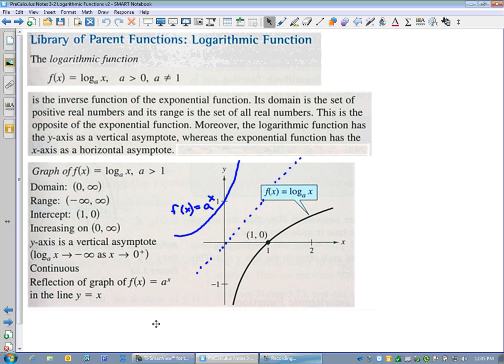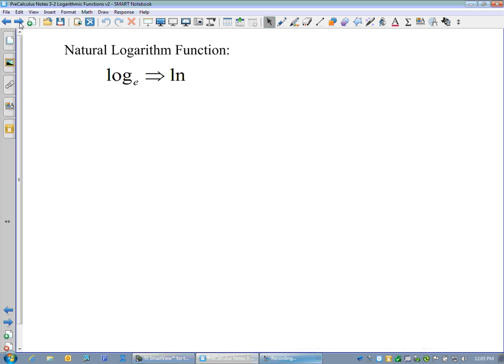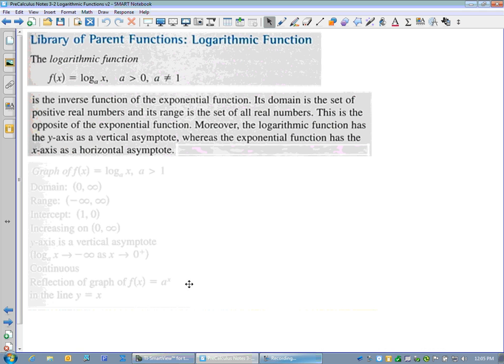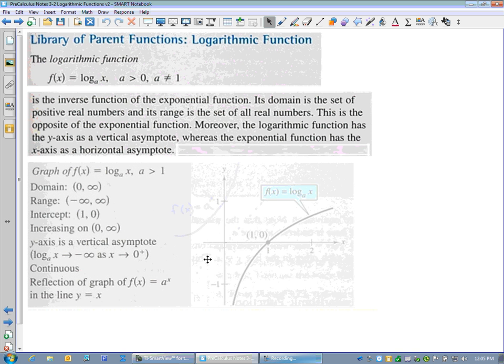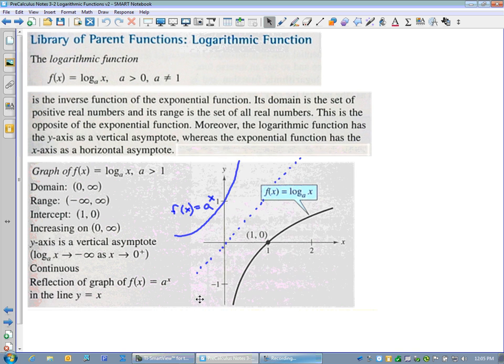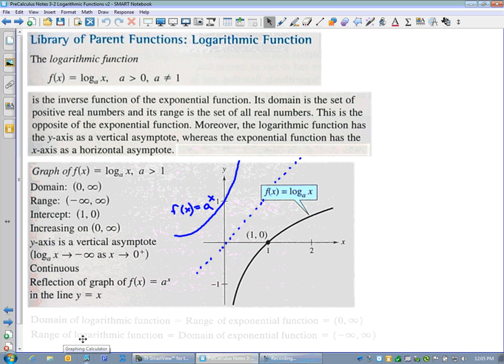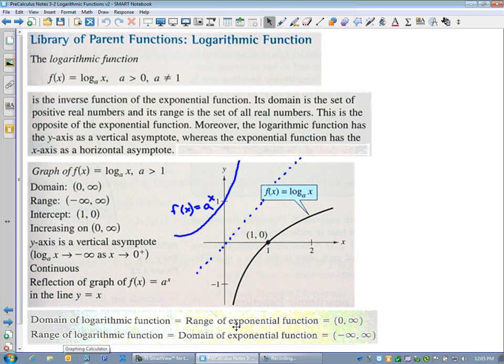All right, let's look at a couple of special notations we're going to be using. One thing I almost forgot. Since these are inverse functions, I do have to mention that the domain of the logarithmic function is the range of the exponential function, and vice versa. The range of the logarithmic function is the domain of the exponential function. That's something that also occurs because they are inverse functions. And we can see that from the properties here and combining them with the properties of our exponential functions.